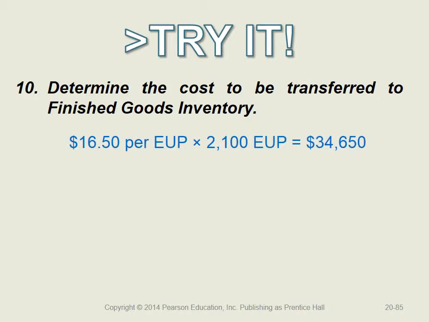We have $16.50 per equivalent unit production times 2,100 units, equivalent units of production, for a total of $34,650 to be transferred to finished goods.